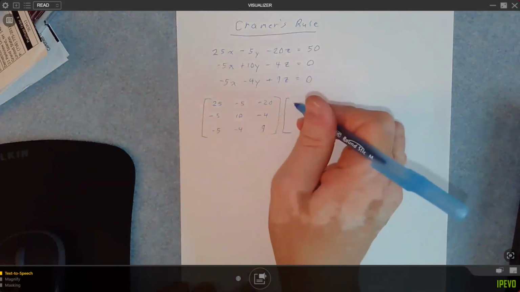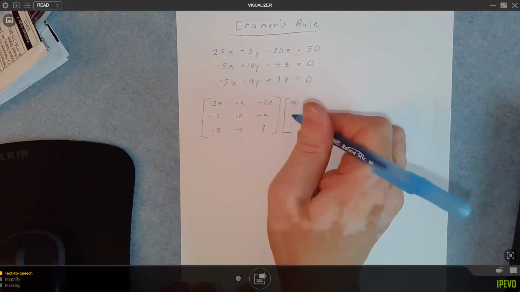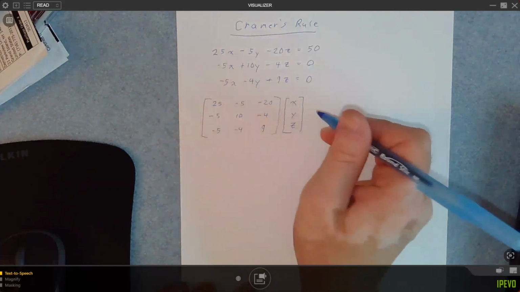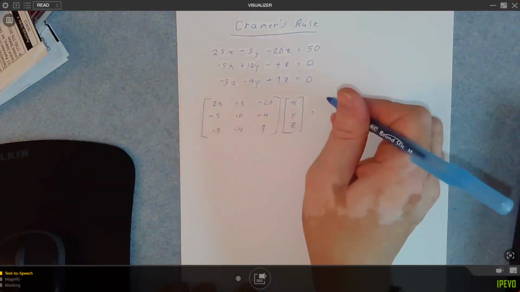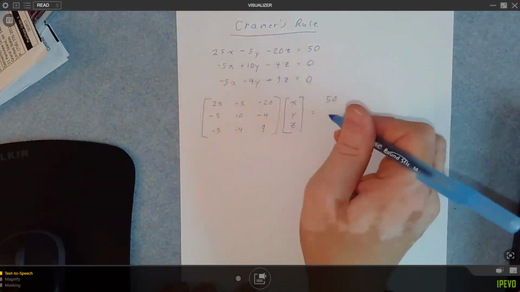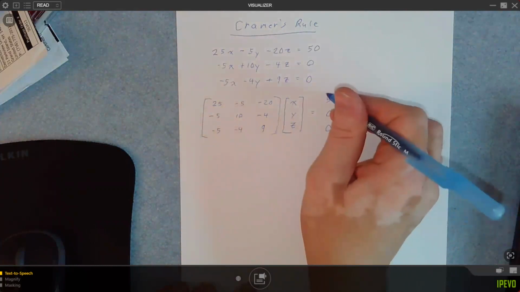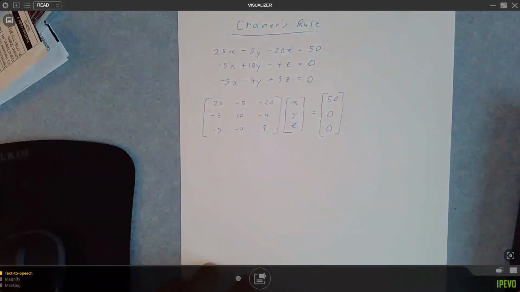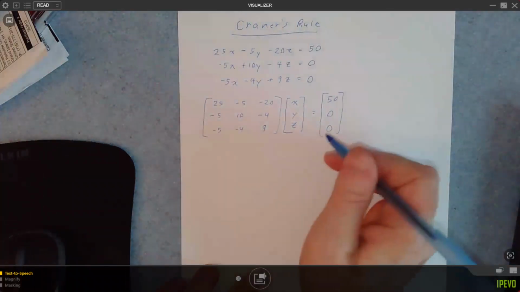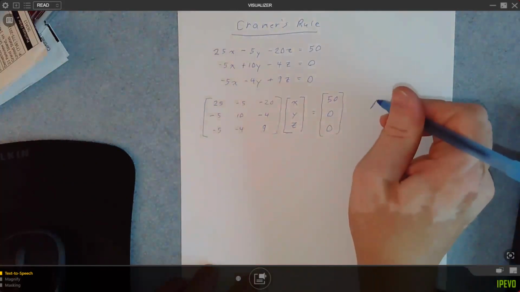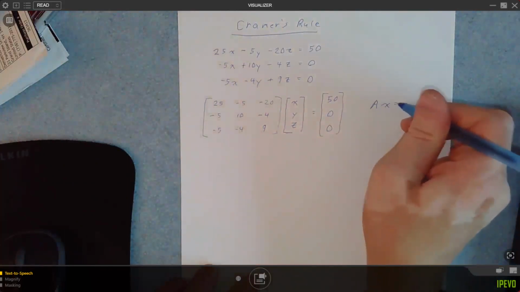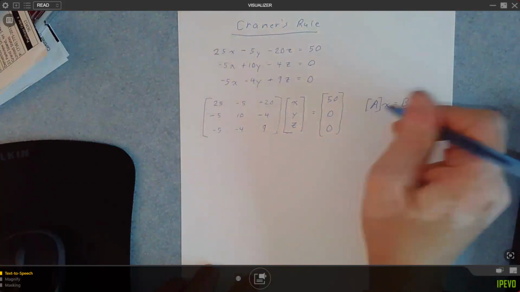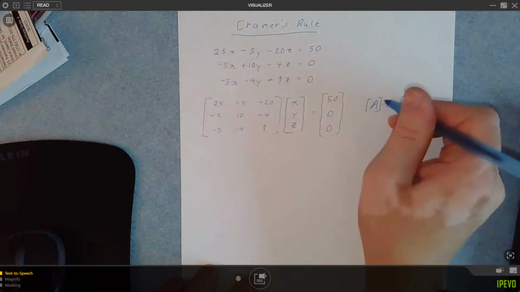And then I multiply that matrix by X, Y, and Z. Right, and that equals our solution matrix here: 50, 0, 0. These are the answers to these equations. So this is of the form A X equals B, right? Where A and B are matrices. Well, they're all matrices.